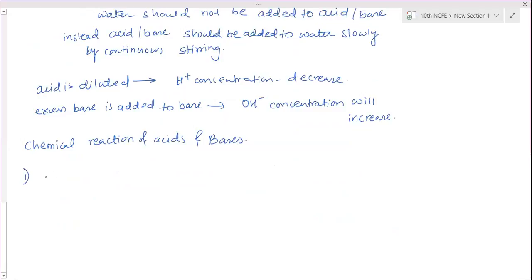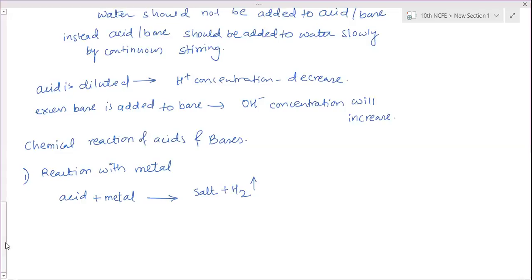Then next is chemical properties of acids. First one, reaction with metal. What happens when acid reacts with metal? We are taking the example of dilute acid. Acid reacts with metal, it will form salt plus hydrogen gas.